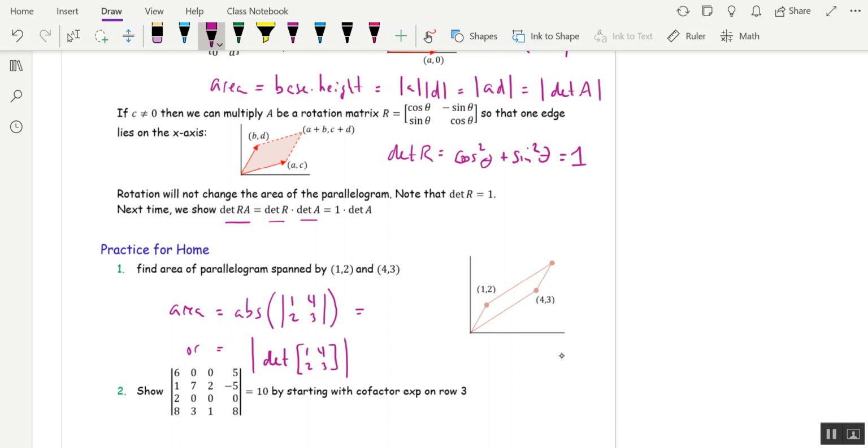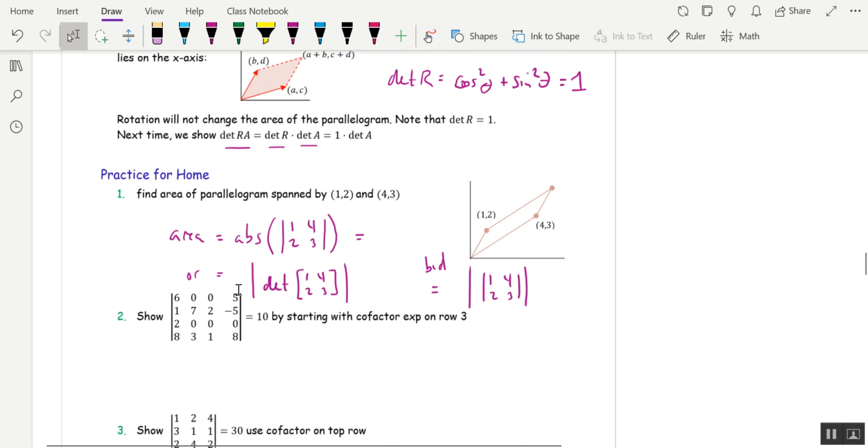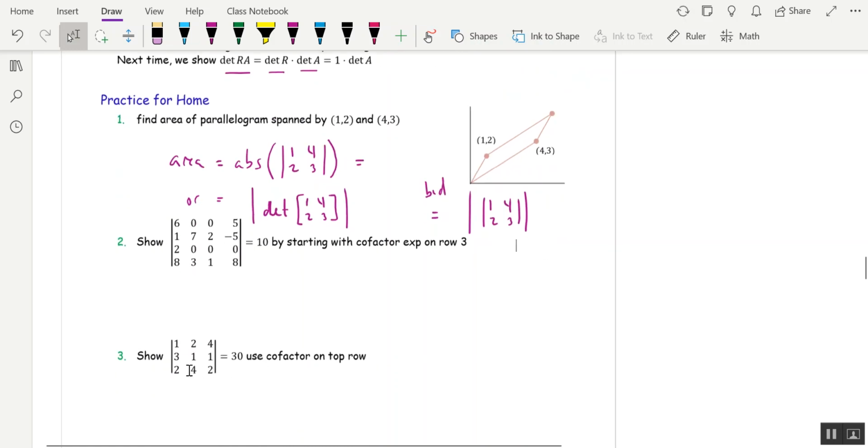This is the same thing as, this is what you want to avoid. This is bad. Absolute value of this determinant, 1, 2, 4, 3. I mean, you could do that, but it's a little bit awkward. Okay, and so go ahead and figure out that that's 5. And then here are 2 just simple determinants for you to find. This one, I want you to do cofactor expansion on the top row. And this one, you're going to start with cofactor expansion on row 3 because there are the most zeros there.